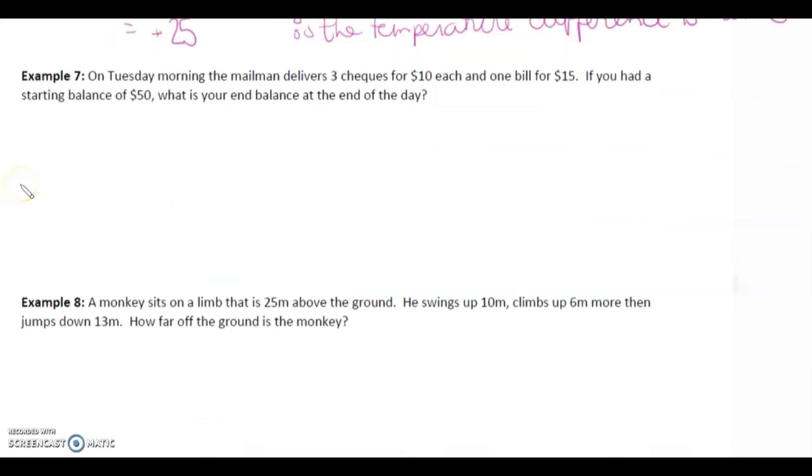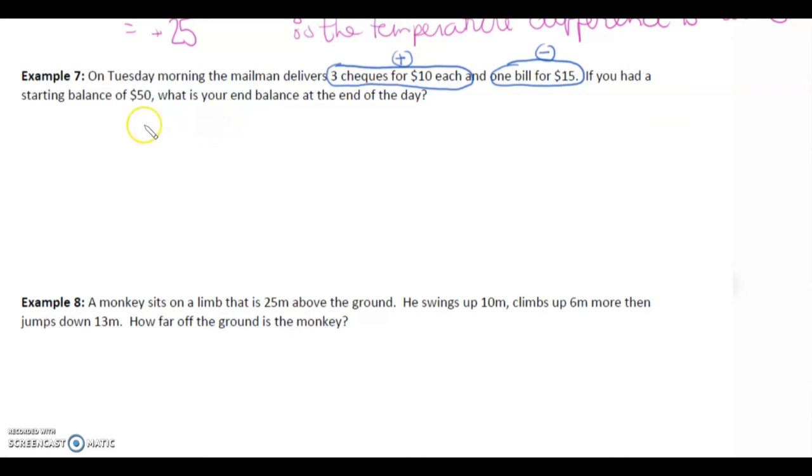Example 7. On Tuesday morning, the mailman delivers 3 checks for $10 each. So when we get checks, that's money that we're getting. So we're going to add those, or like that amount. Okay? And 1 bill for $15. So when we get a bill, we owe money. So that's subtraction.